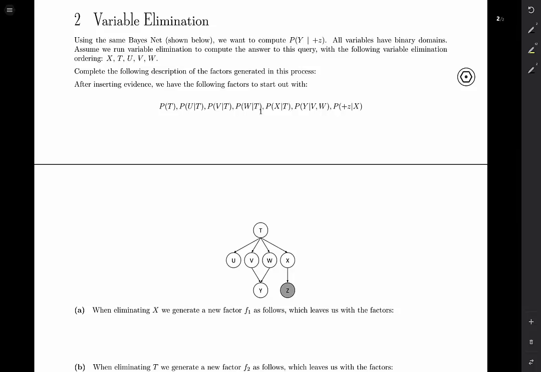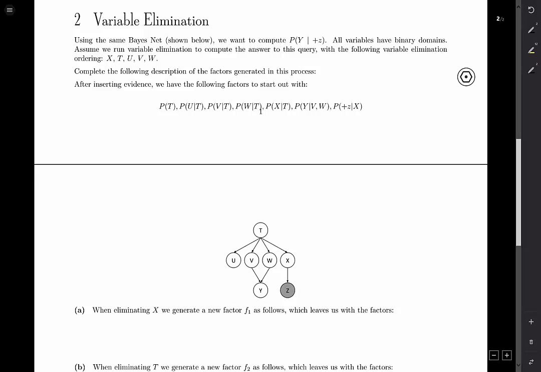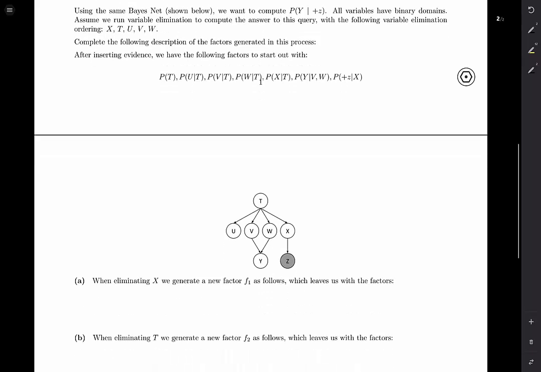Okay, so now let's look at the second problem, which is on variable elimination. So what they ask us to do is that using the Bayes net, which is shown right here, we want to compute probability of y given plus z. All the variables have binary domains, and they're giving us the variable elimination ordering, so how to choose the hidden variables: x, t, u, v, w. So complete the following descriptions of the factors generated during variable elimination. So at the very start, we have the following factors, which are all the local conditional probability tables.